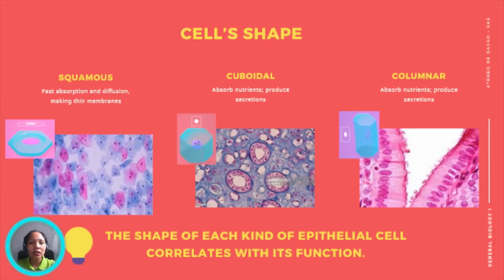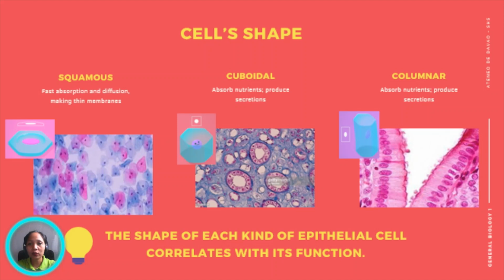So the cell shape, there will be squamous. Squamous cells look like flattened cells or a fish scale. It is thin because its function is for fast absorption and diffusion of substances. Also, the cuboidal or the cube-shaped cells aid in the absorption of nutrients. The columnar cells are tall and thin, which is for absorption of nutrients. Remember that the shape of each kind of epithelial cell correlates with its function.